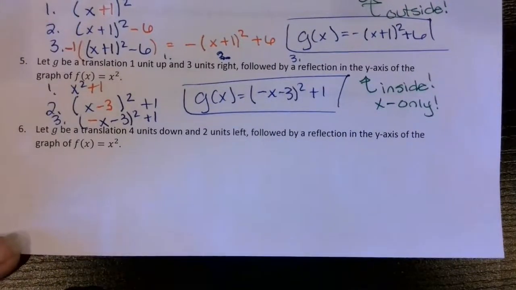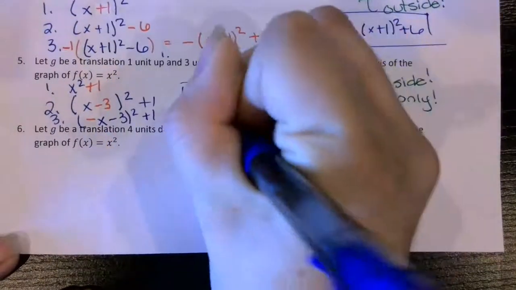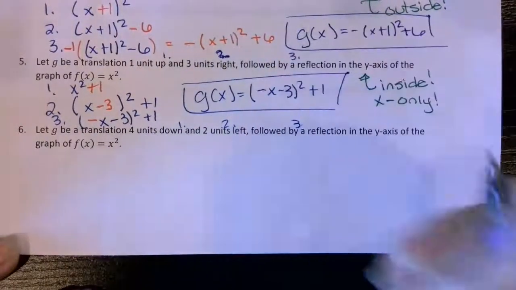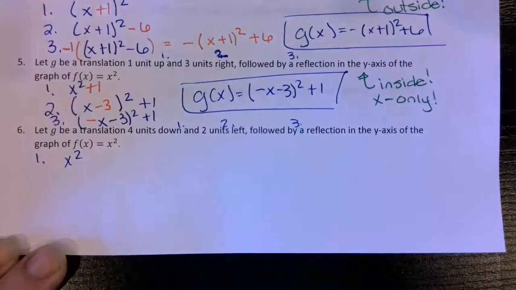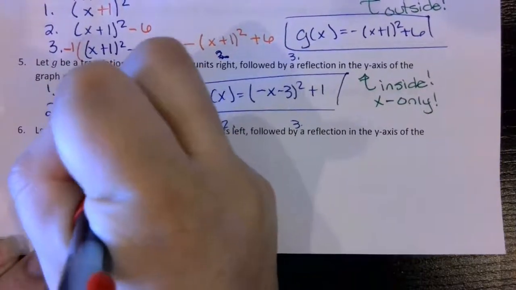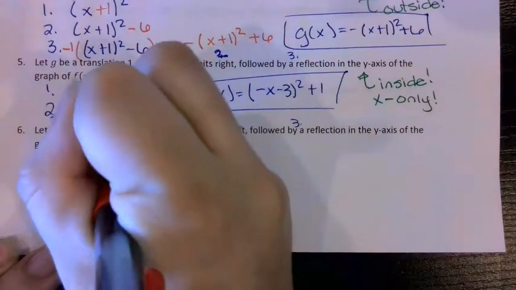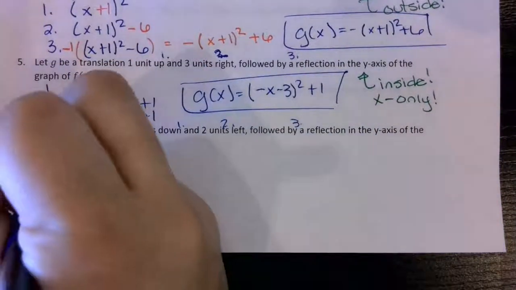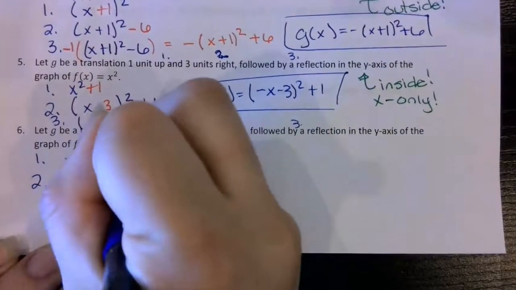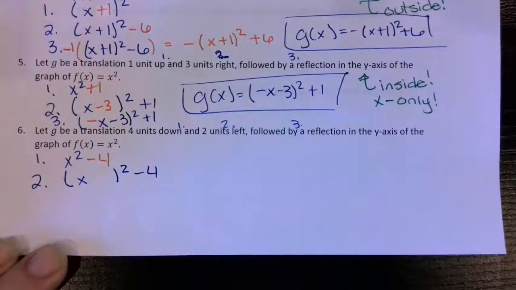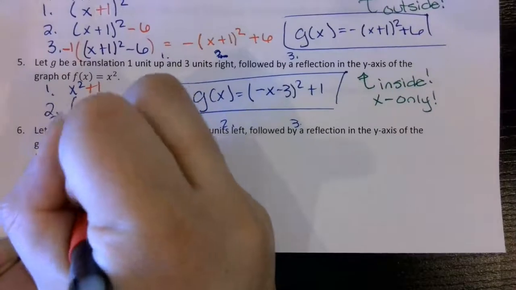Okay, same thing on number 6, 3 steps. My first step, I'm going down, so that's going to change at the end. I subtract 4. Then I'm going to go left, that changes inside the parentheses, so I leave a space for that, so I can show you in red. Left is opposite, so I add 2.